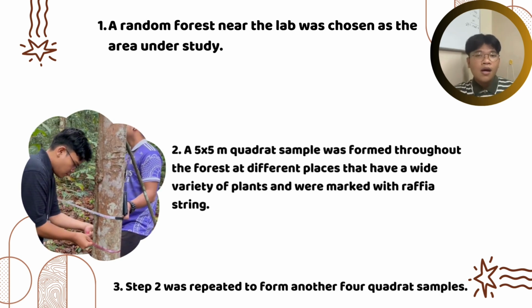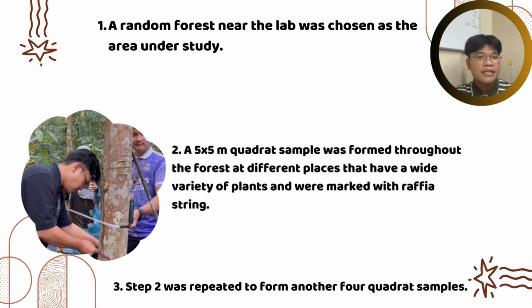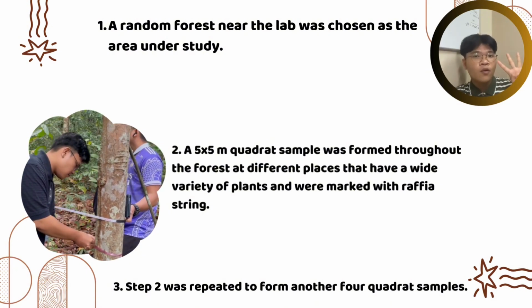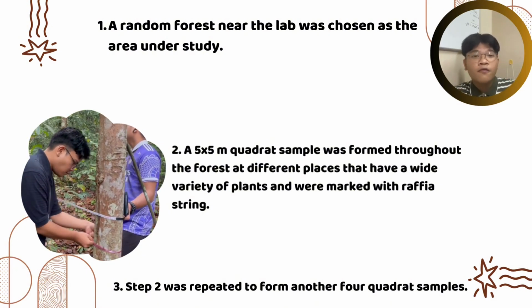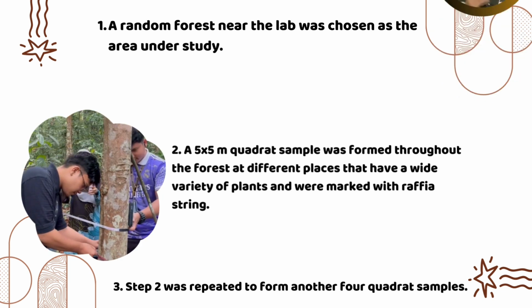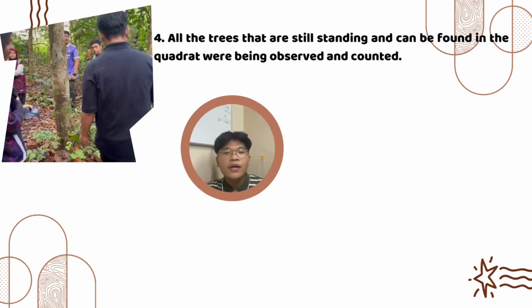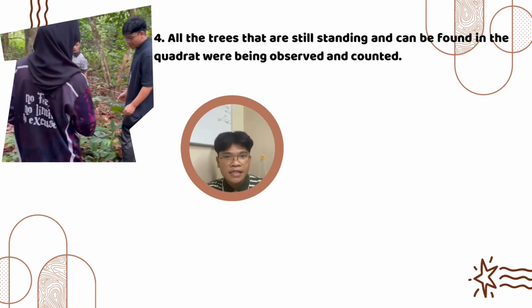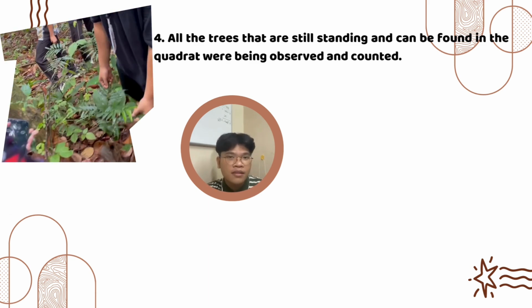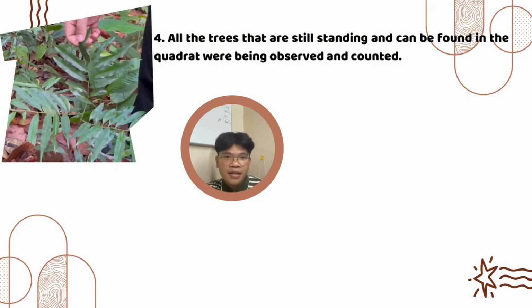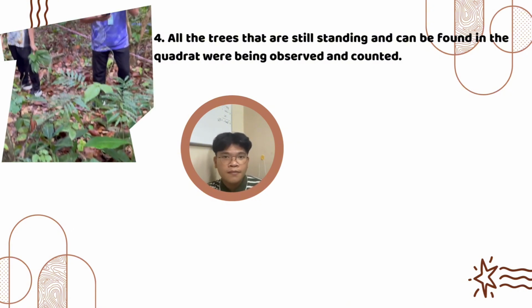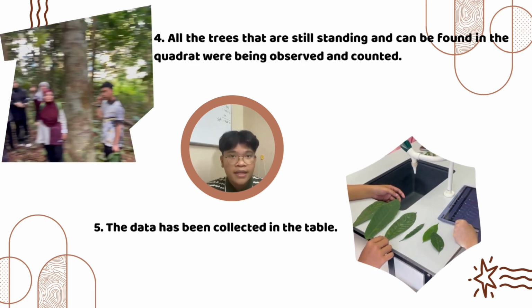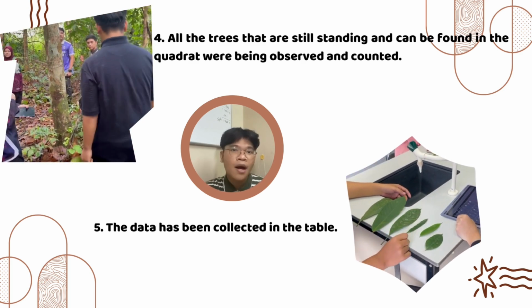Step 3, we repeat the same step as in step 2 to form another 4 quadrats, since we need 5 quadrats to complete our experiment. Step 4, since our quadrat samples have been formed, now we must find species that are still standing and count them as many as we can find. And for the last step, we gather in the lab to combine our data together.